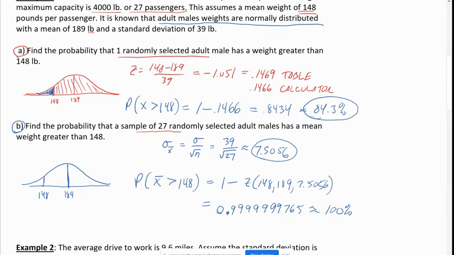So that means when you have 27 men, there's almost a 100% guarantee that the 27 men on that elevator are going to exceed the 4,000 pounds, because if the average weight is more than 148, then they're going to go over the 4,000 pounds. So it's almost a guarantee that if you have 27 men, their combined weight will be more than 4,000 pounds, or in other words, their average weight is more than 148 pounds. Okay, so that's one example of using the central limit theorem.